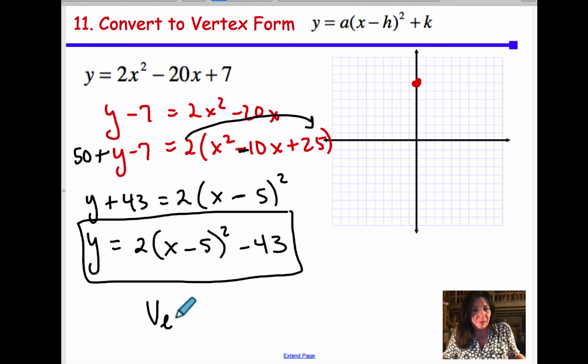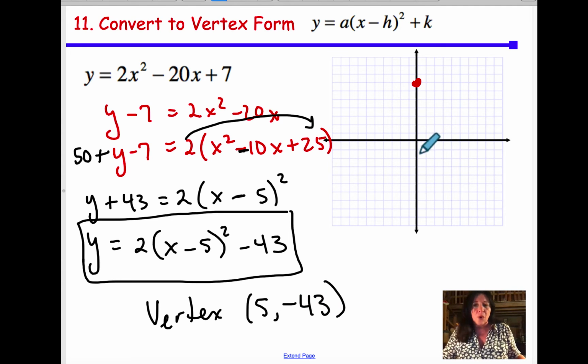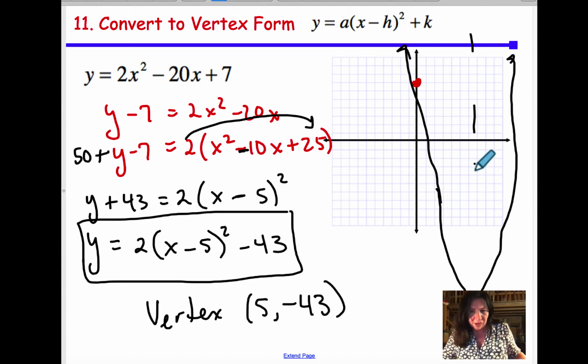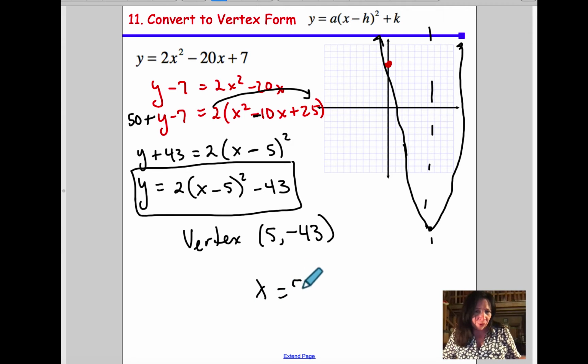It means that my vertex is going to be 5, comma, the opposite of that value, and then this is going to be negative 43. So over 5, way down here at negative 43, and my graph is just going to come up slowly like this, and then on this side as well. And then my axis of symmetry is actually going to be x equals 5. That is my axis of symmetry, okay?